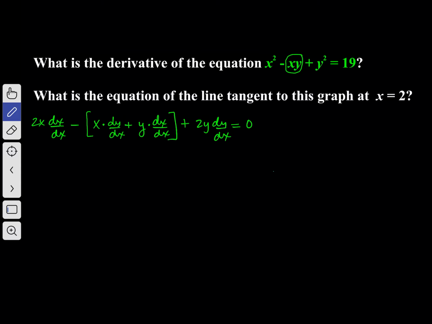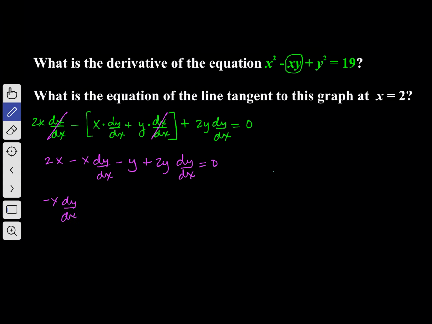Okay, so let's see what we've got here. This is just 1, so this is just going to be 2x. This is just 1, so I have a minus x dy/dx minus y, if I distribute the negative to both of those terms, plus 2y dy/dx. Okay, so I need to isolate the dy/dx. It's in two different terms, so I'm going to keep those terms on the left, move everything else to the right, and then I'll factor it out. So let me show you.